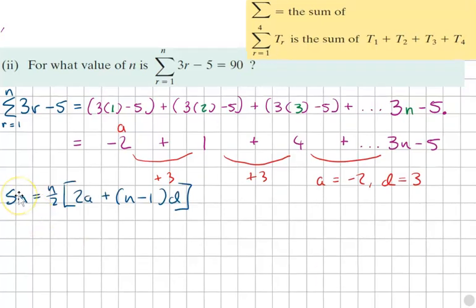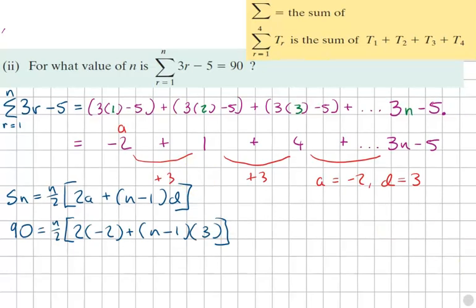We're going to write out our sum of series formula, which is Sn equals n over 2 times 2a plus n minus 1 times d. We're going to replace the a with minus 2 and the d with 3. We know that Sn is equal to 90, so that's the sum of the terms. So Sn is equal to 90. The sum of all the terms added together is 90. The a we swapped for a set of brackets and minus 2, and the d we replaced with 3.